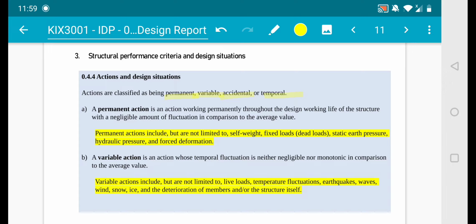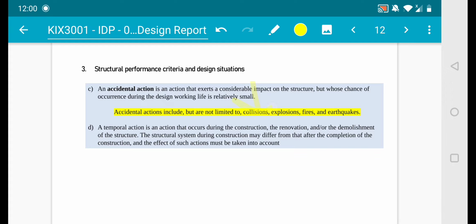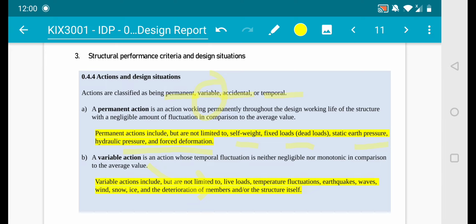For example, permanent will only refer to the self-weight, fixed load, static earth pressure, and hydraulic pressure, and so on. And variable should consist of live load, accidental, and so on. So you should take this respective loading into account very carefully. You can't have permanent load design in your variable load.